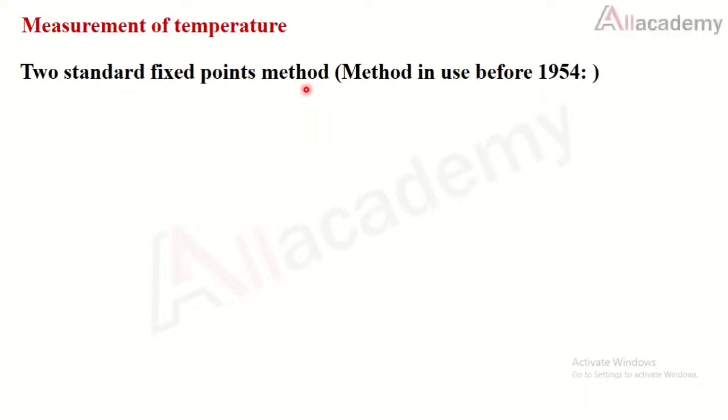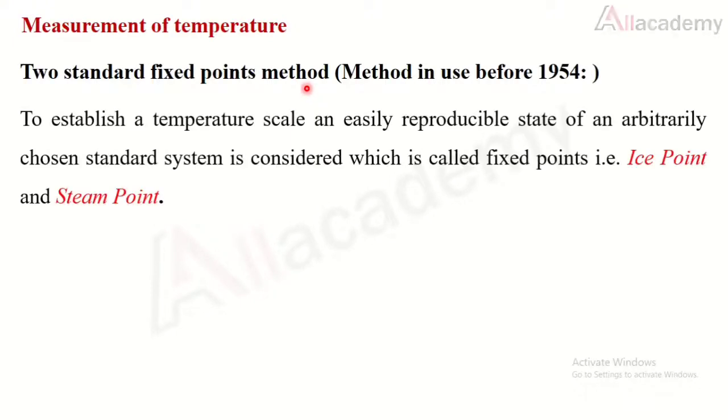In the two standard fixed point method, to establish a temperature scale, easily reproducible states of an arbitrarily chosen standard system are considered, which are called fixed points, and these fixed points are nothing but the ice point and the steam point.